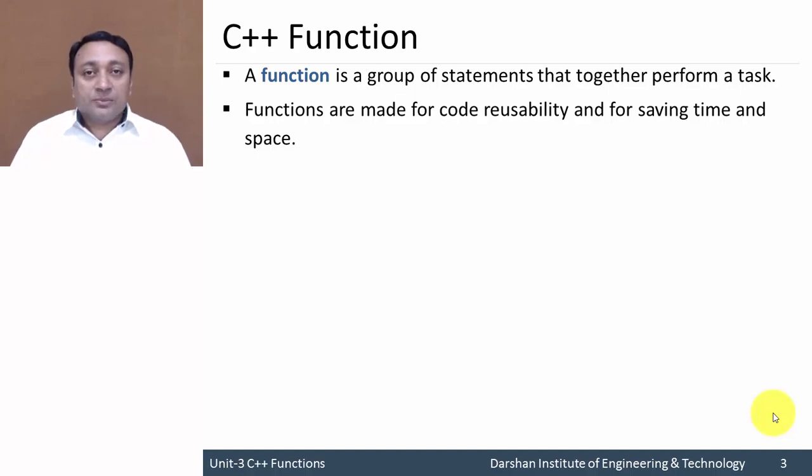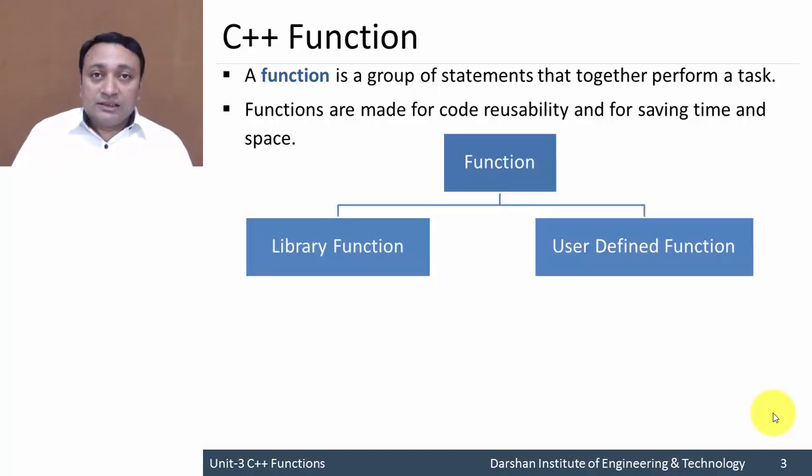So, suppose you want to calculate the age of any person in years, months and days, then you write code for that and create a function. Next time when you require to calculate age, no need to write that code again. You can simply use that function or reuse that code, right? Functions are categorized into two parts, that are library functions and user defined functions.